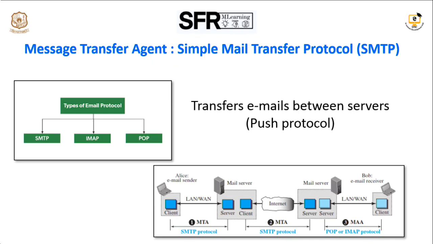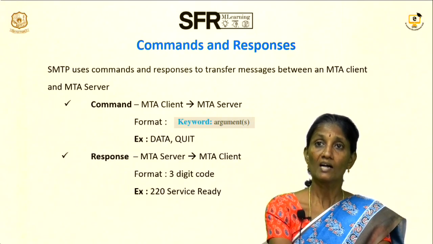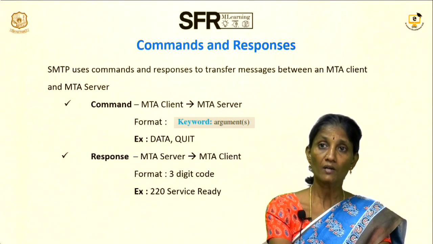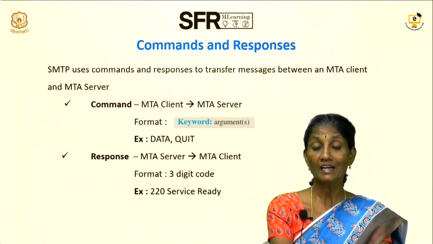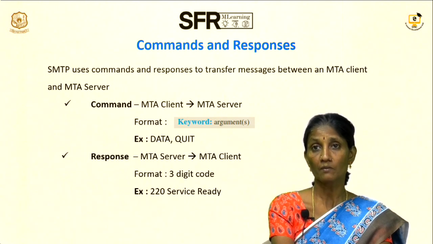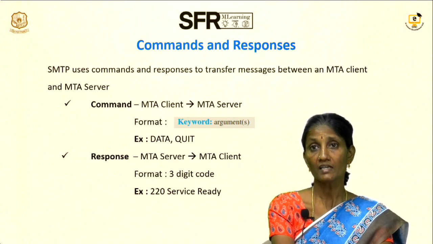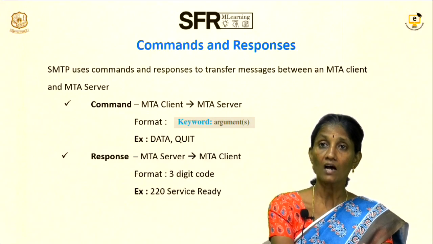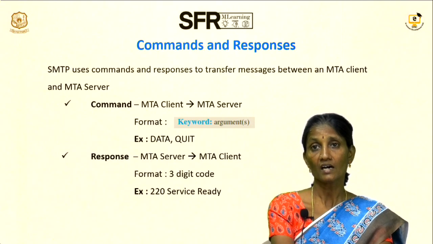At the third phase we are using POP or IMAP protocol. And how are we sending messages? Through commands and responses only. SMTP uses commands and responses to transfer messages between MTA client and MTA server. In this, a command is used to send a message from MTA client to server. The format is a keyword followed by arguments. Arguments may be 0 or more. Examples for this are data or quit.